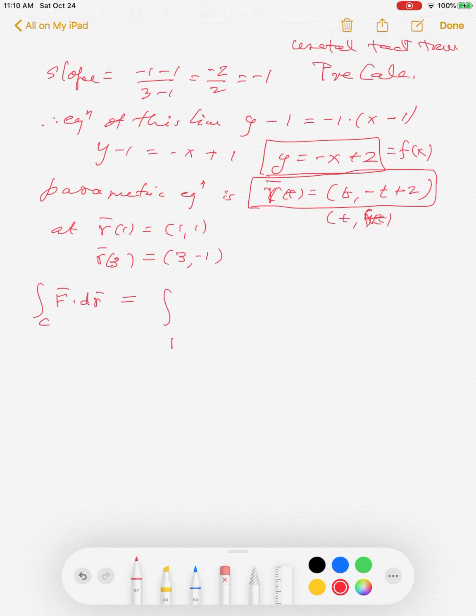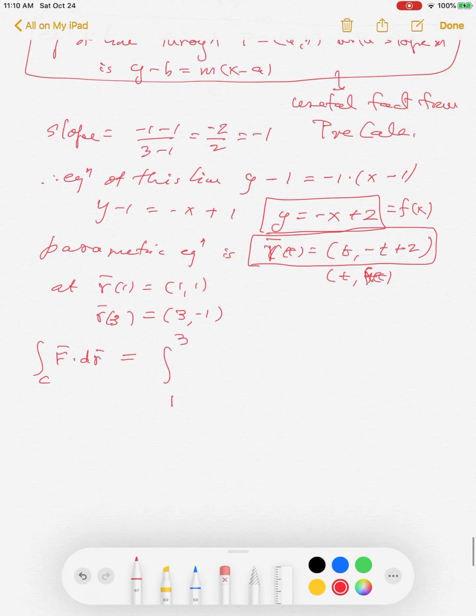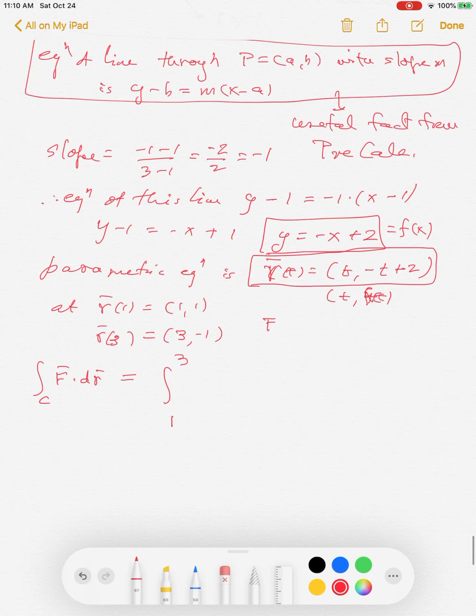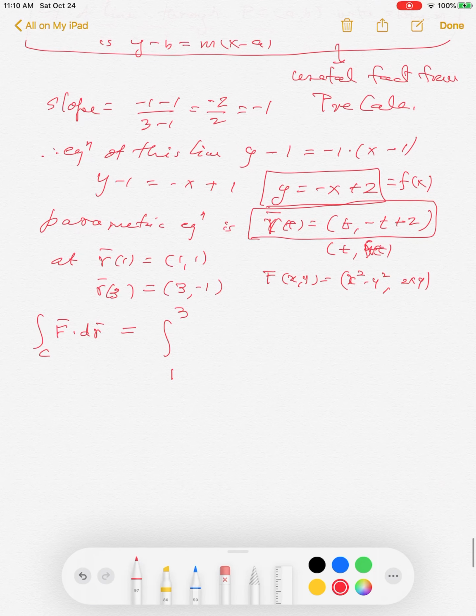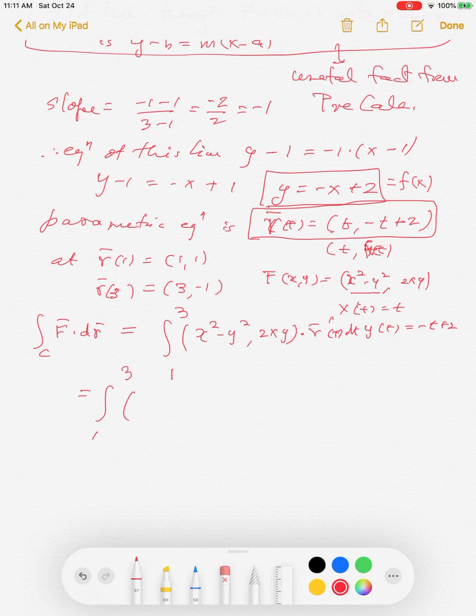So the integral of f bar dot dr bar over c is going to be the integral from t equal to 1 to 3. What is my f? F at (x, y) was (x square minus y square, 2xy). Right, that was my function. Yes, so now I want to evaluate this at r bar of t. So your x(t), in other words, is going to be t, and y(t) is minus of t plus 2. So this is going to be f bar, which is, so let me first write it as (x square minus y square, 2xy) dotted with r bar dash t dt.